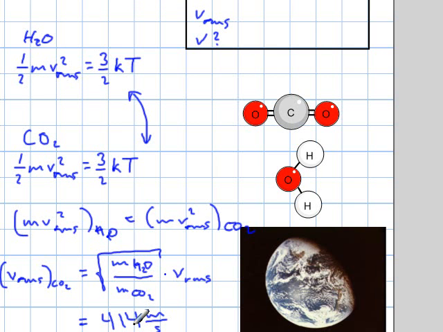and then give it enough time, actually all of them pretty much escaped. And that's why we don't find light gases like hydrogen and helium in our own atmosphere, because with their little mass, their root mean square velocity was just too large, and they were able to escape Earth.